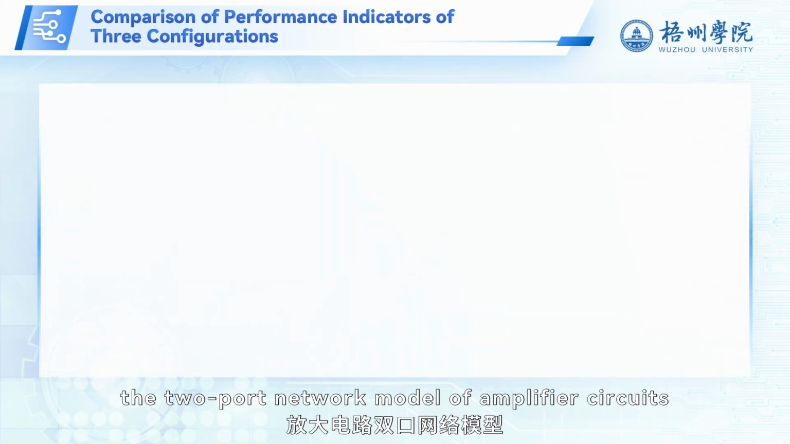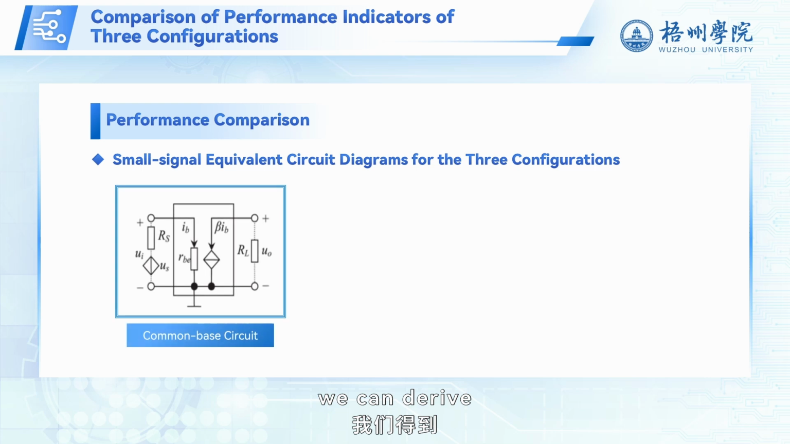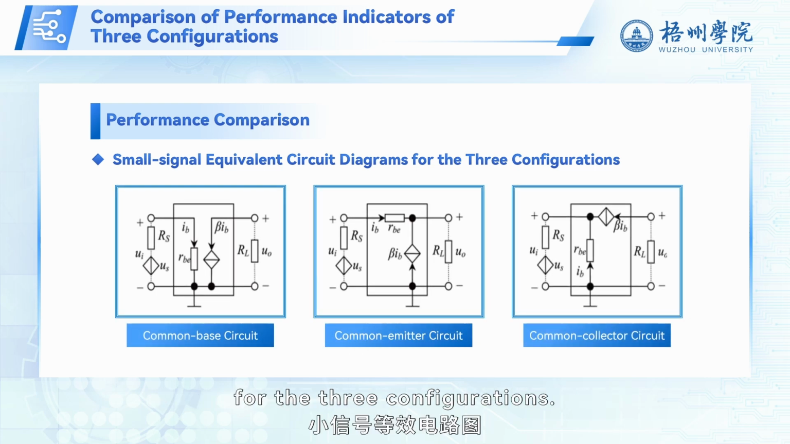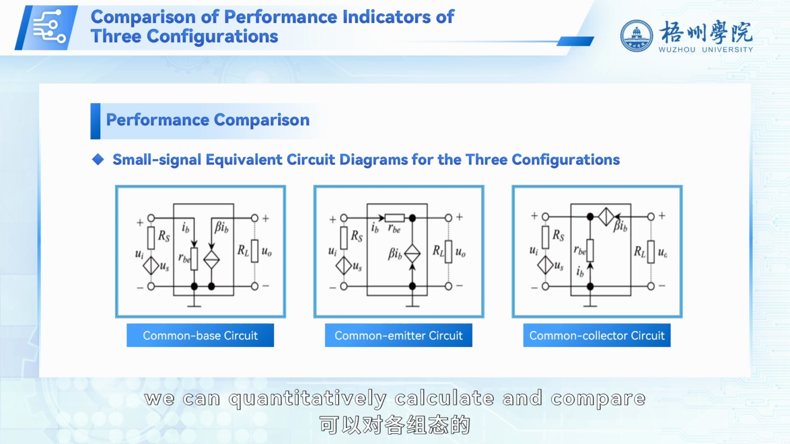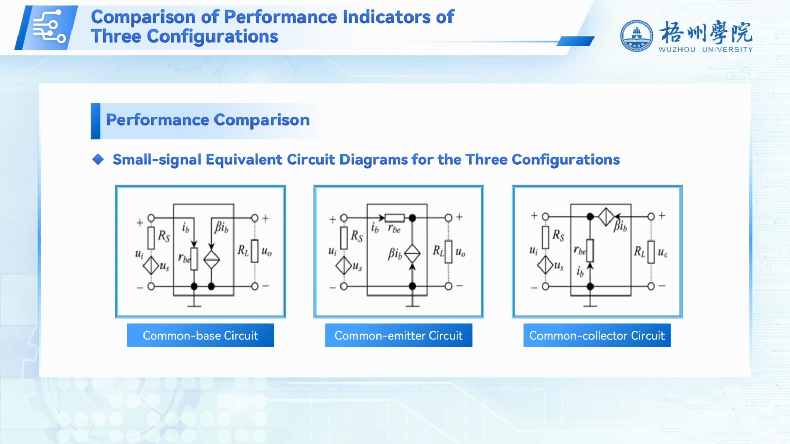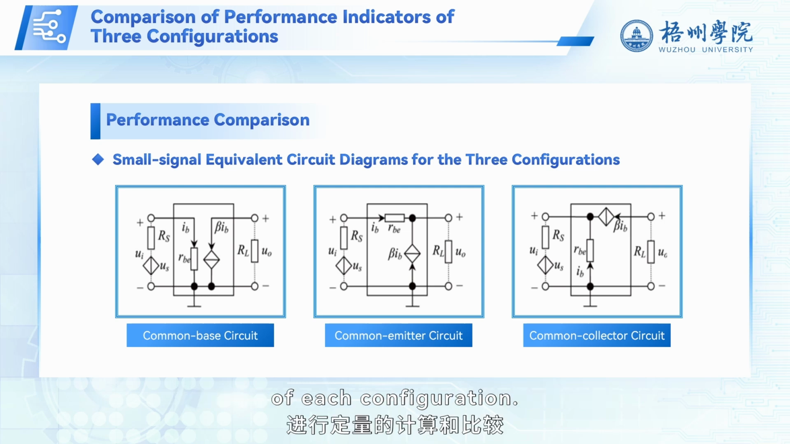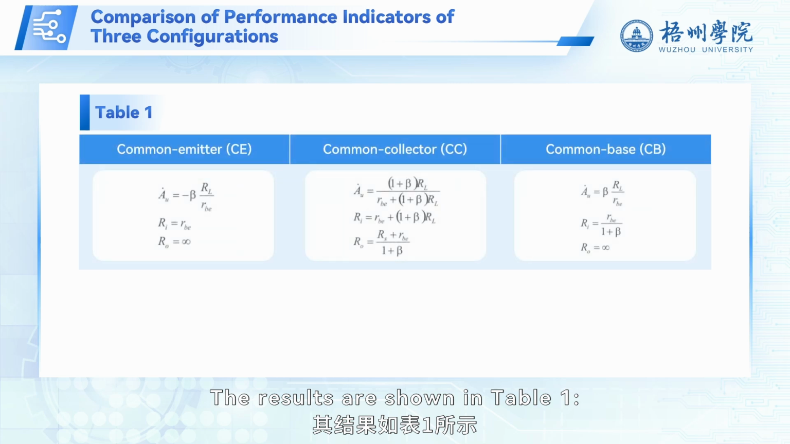By combining the two-port network model of amplifier circuits with the small signal equivalent model of the bipolar junction transistor, we can derive the small signal equivalent circuit diagrams for the three configurations. From these equivalent circuit diagrams, we can quantitatively calculate and compare the amplification capability, input resistance, and output resistance of each configuration. The results are shown in Table 1.